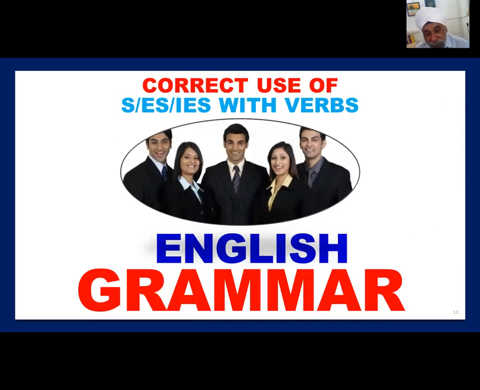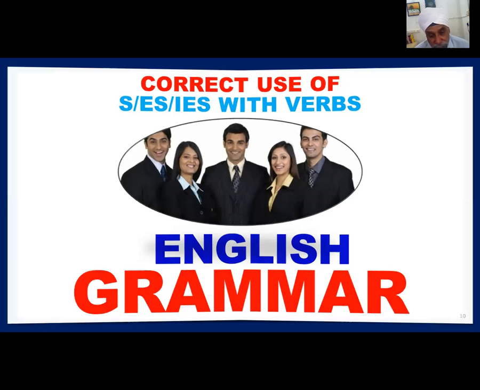So if your sentence fulfills these three conditions: condition number one, the verb should be in simple form. Condition number two, there should be no helping verb in the sentence. And condition number three, the subject should be third person singular. In this case only, you have to add s or es or ies with the verb.